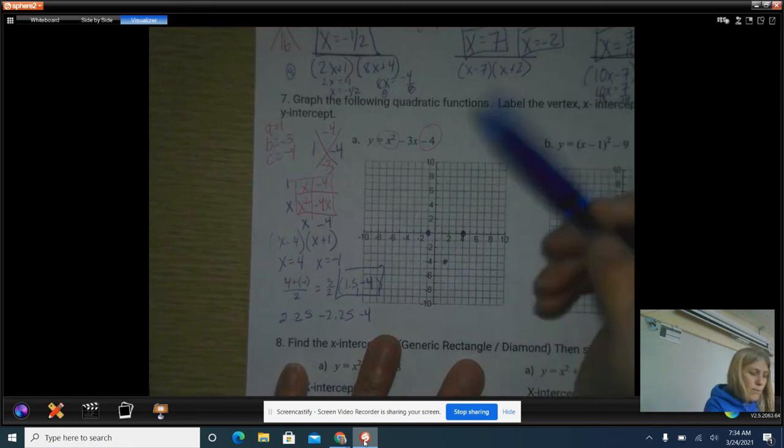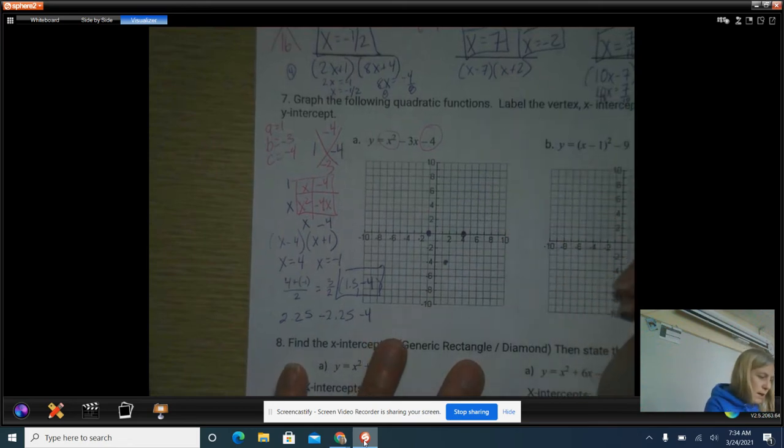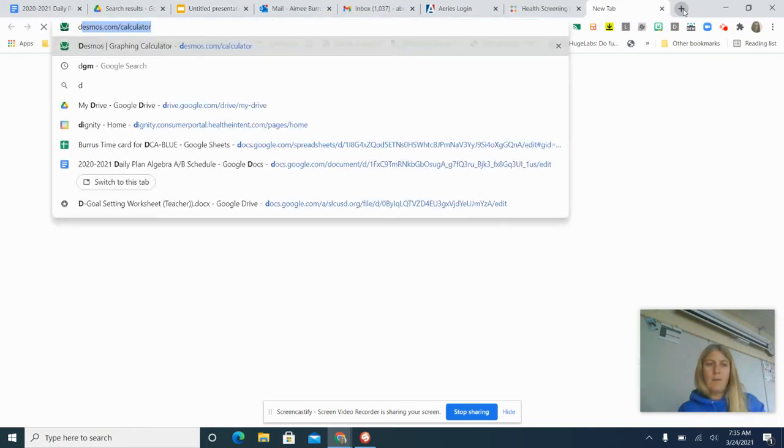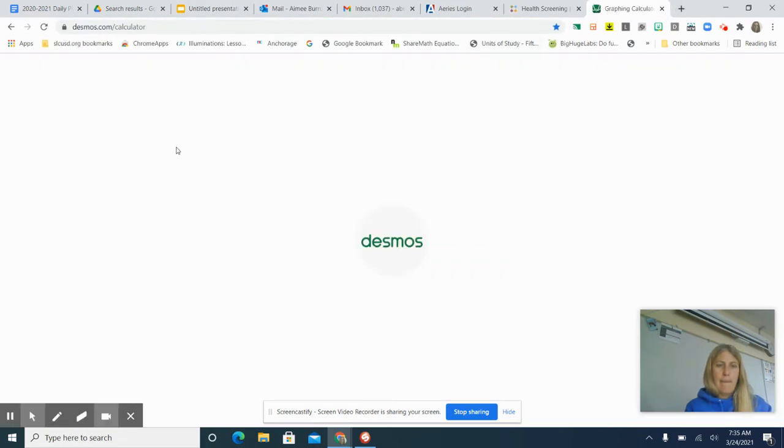Okay. We can also plot our bonus point as well. So let me double check on here, and we're going to bring up our Desmos and graph it.